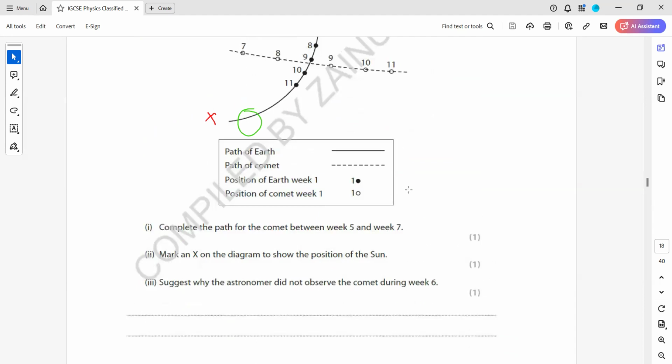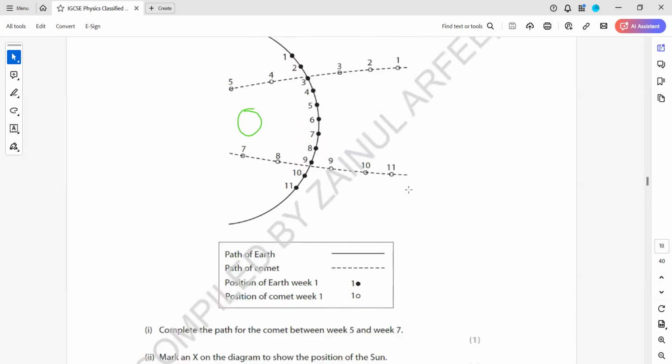Suggest why the astronomer did not observe the comet during the 6th week. Why did the astronomers not observe it in the 6th week? Because the comet is behind the Sun. Look, 6th week Earth. This is Earth, and in the 6th week this one is the comet. So they are on the opposite sides of the Sun. That's why the astronomers were not able to observe this. So the Sun is blocking the way, you can mention, or they're on opposite sides. But it is behind the Sun. That's also right.